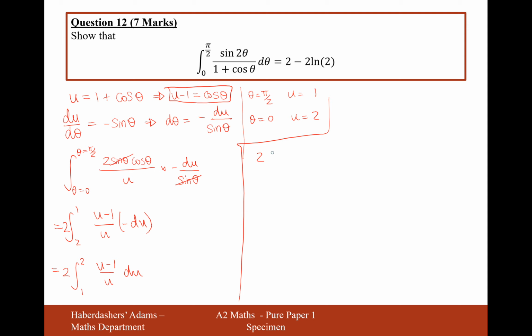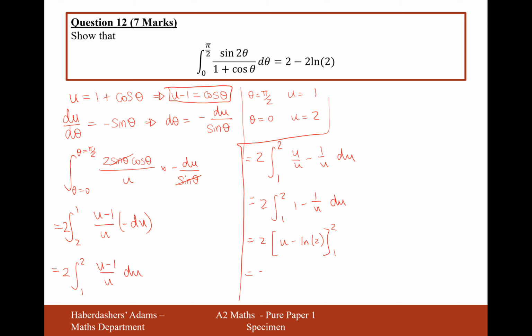So now all we're doing is integrating 2 from 2 to 1 of (u minus 1) over u. Let's now split this up into u over u minus 1 over u du. So this is going to simplify to 2 integral from 2 to 1 of 1 minus 1 over u du, and then this is going to turn into 2 times the integral of u minus ln u, from the boundary of 2 to 1.